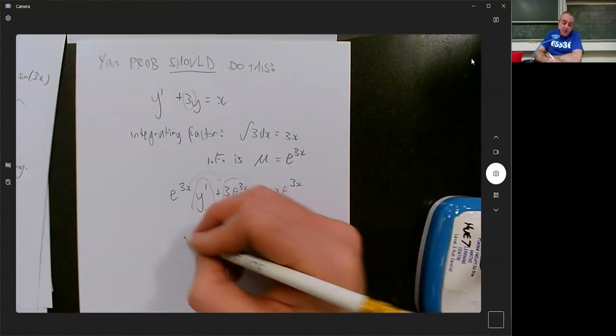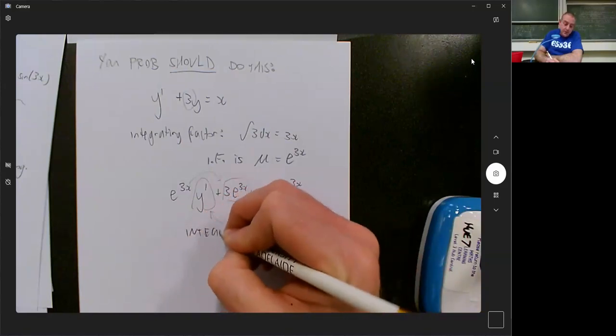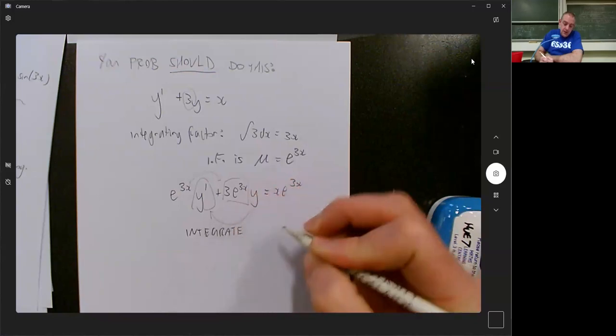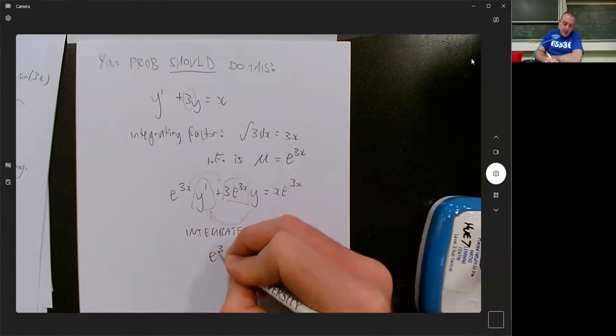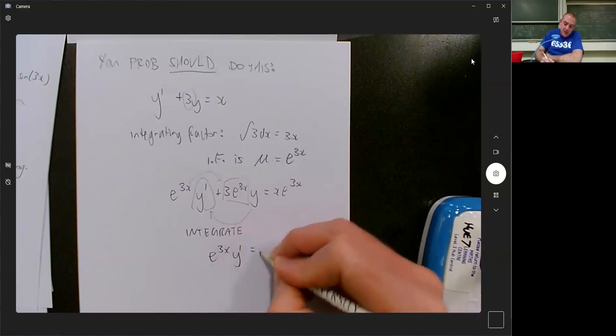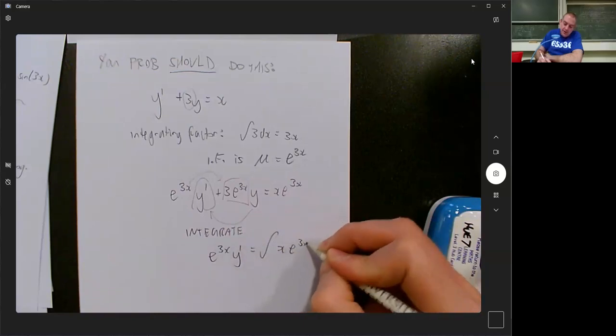And so I'll multiply everything by e to the power of 3x. And then it's carefully set up so that this is the derivative of that, and this is the derivative of that. So that's from the product rule. So if I integrate both sides, I will get e to the 3x times y is the integral of x e to the 3x dx.